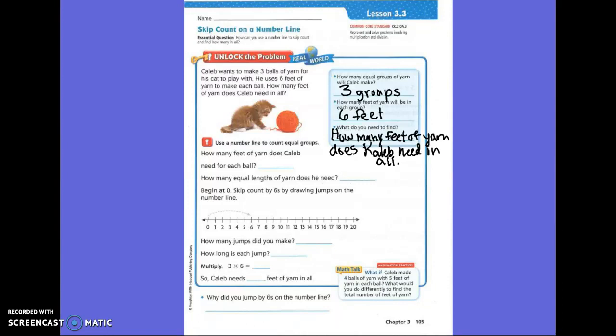Okay, how to figure out this problem? Let's first think, how many feet of yarn does Caleb need for each ball? What did we say about that again? 6 feet. And how many equal lengths does he need again? 3. I think you could just put 3 lengths on your paper in the question. Lengths.